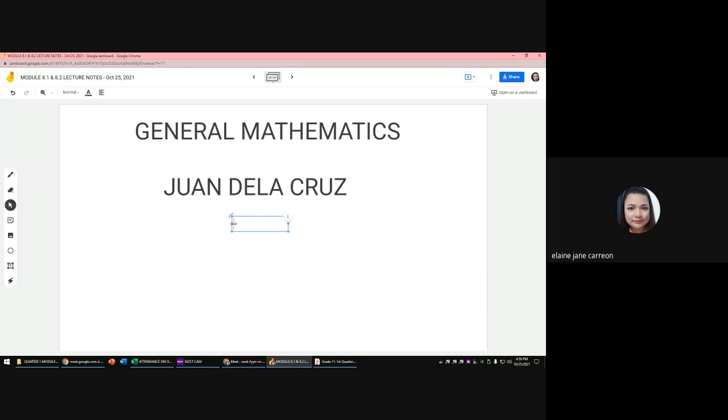Tapos, module 8.1. Huwag niyong isasali yung 8.1 at 8.2. Ibig sabihin, iba yung sa 8.1, iba rin yung sa 8.2. Tapos, week.